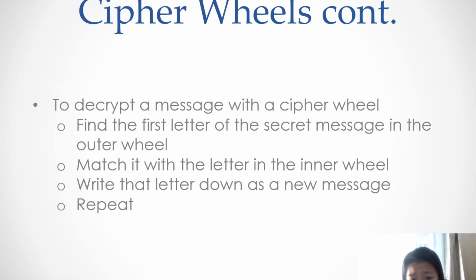To decrypt a message with a cipher wheel, you're going to find the first letter of the secret message in the outer wheel and then match it with the letter in the inner wheel. You're going to write it down again and also repeat that process until you get your actual message.